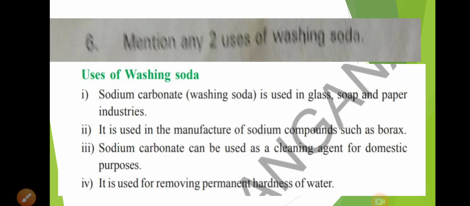Okay, next question, mention any two uses of washing soda. Washing soda is also called sodium carbonate. So washing soda is used in glass, soap and paper industry. It is used in the manufacturing of sodium compounds such as borax. Sodium carbonate can be used as a cleaning agent for domestic purposes. It is used for removing permanent hardness of water. These are the uses of sodium carbonate.